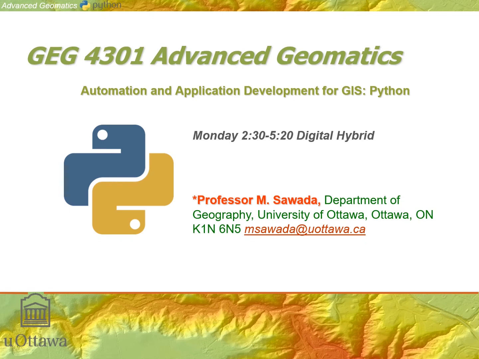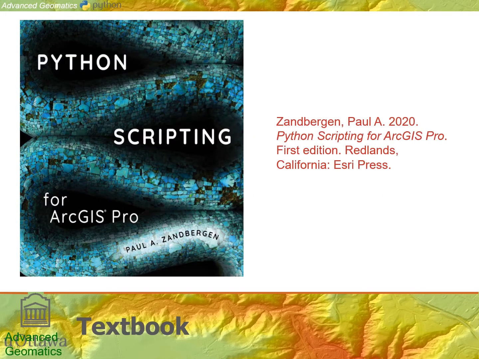Welcome to Advanced Geomatics 4301, Automation and Application Development for GIS. We meet Mondays 2:30 to 5:20 in general, but we won't always use these times. We'll talk about that, as I mentioned, a bit later. This is a digital hybrid course, so there are parts you do online, and there are also times when we meet together synchronously. My name and my email are there if you need to contact me.